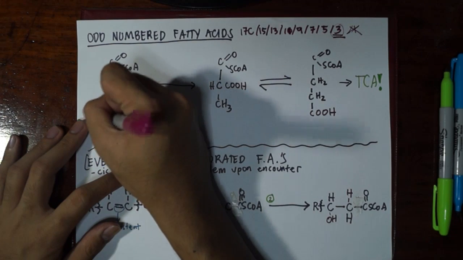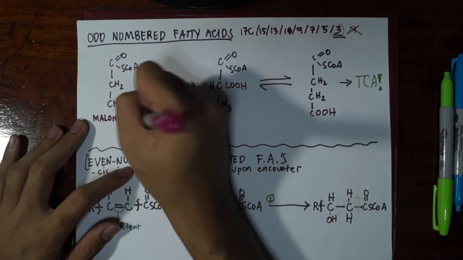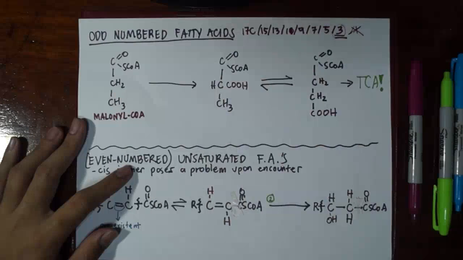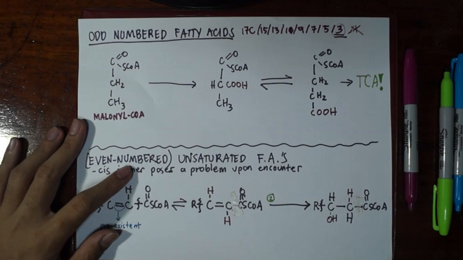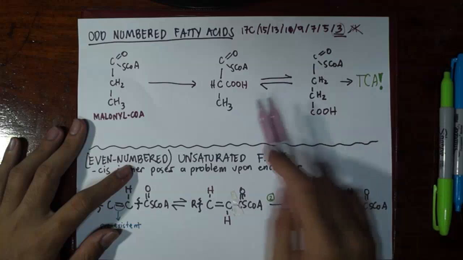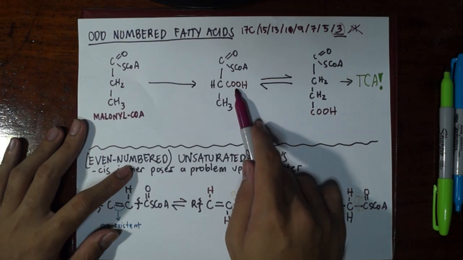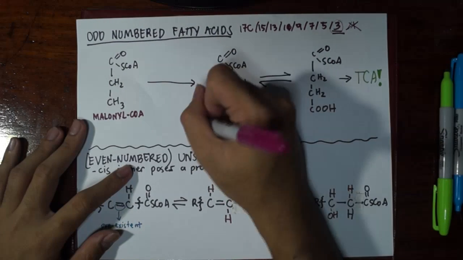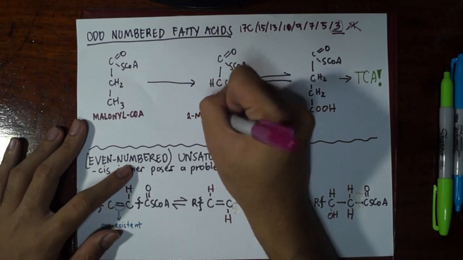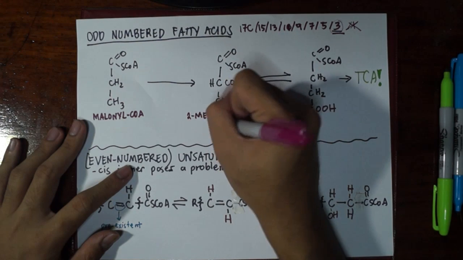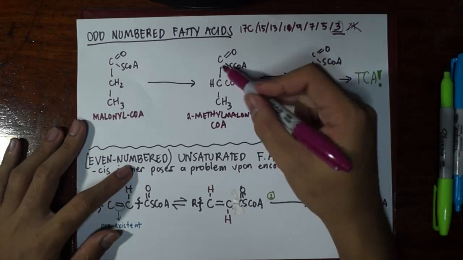malonyl-CoA, owing to the 3-carbon malonic acid. So you stop right there. And there is a certain enzyme, I won't mention it anymore because it's not part of the curriculum, that will insert a carboxyl group in the middle of the malonyl-CoA. So this becomes a 2-methyl malonyl-CoA. And this one actually has 4 carbons.